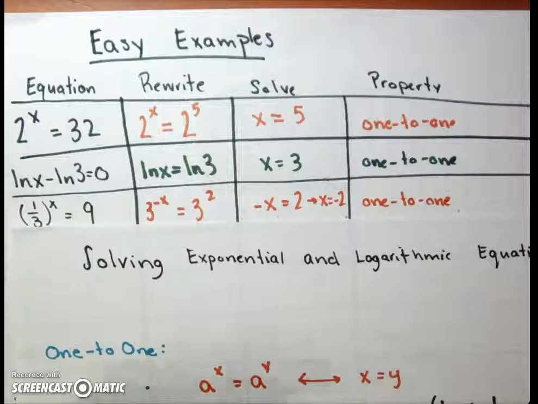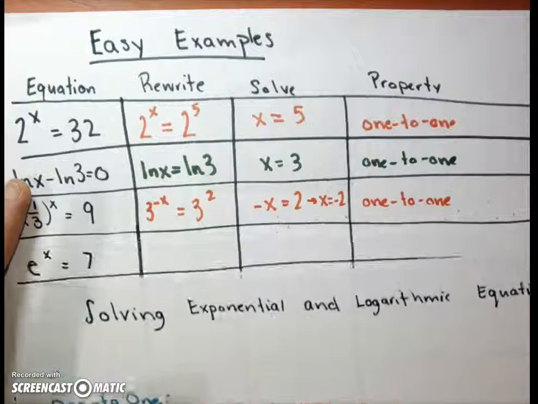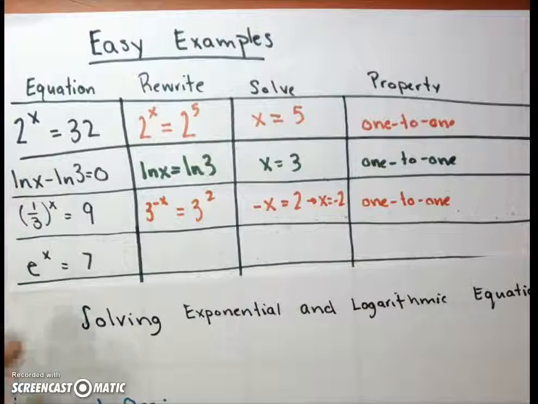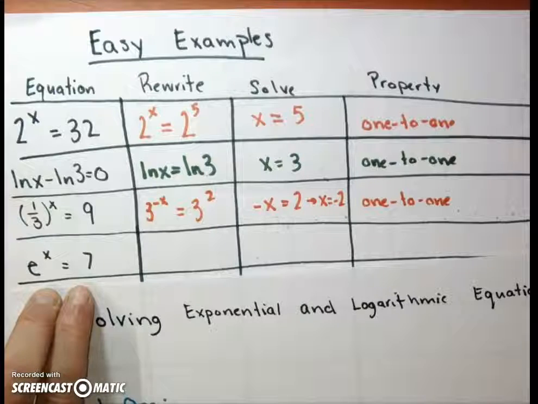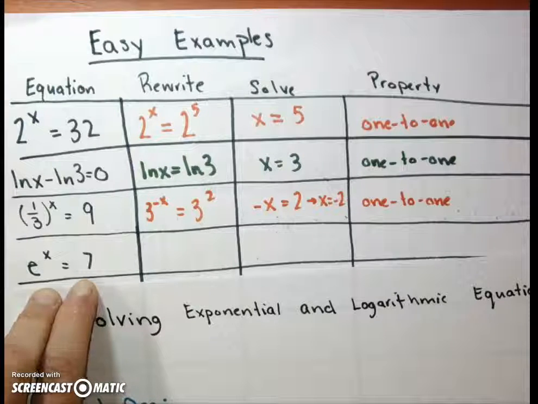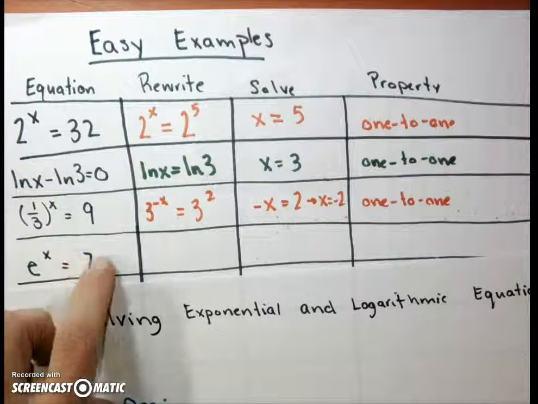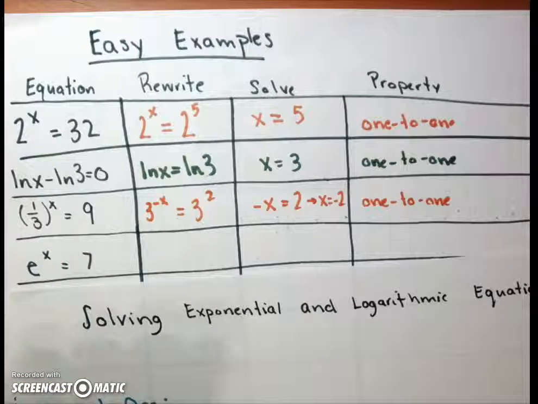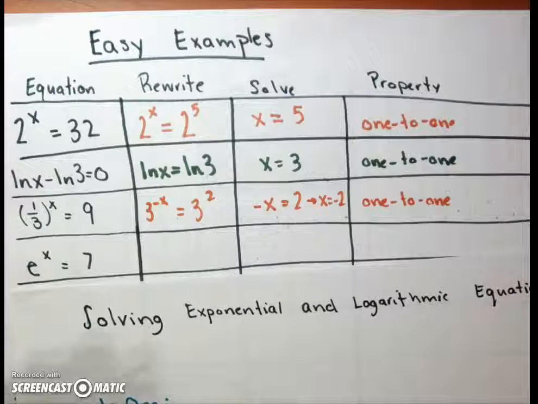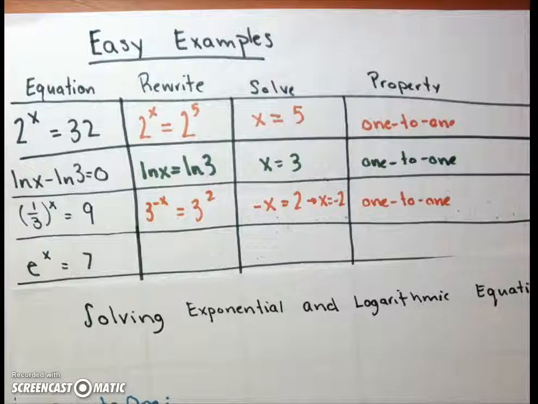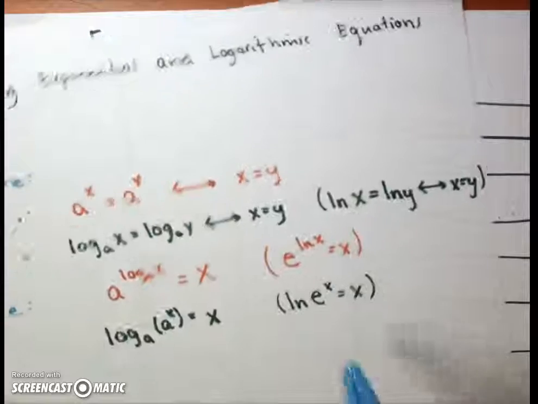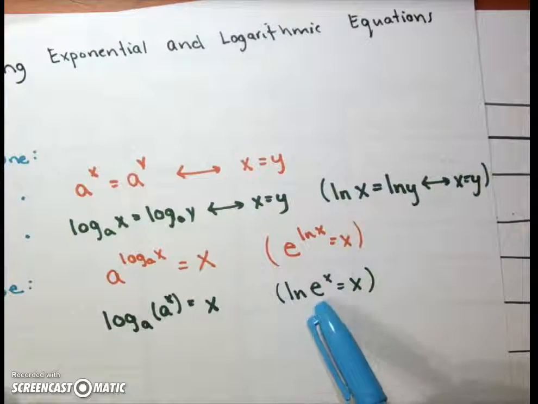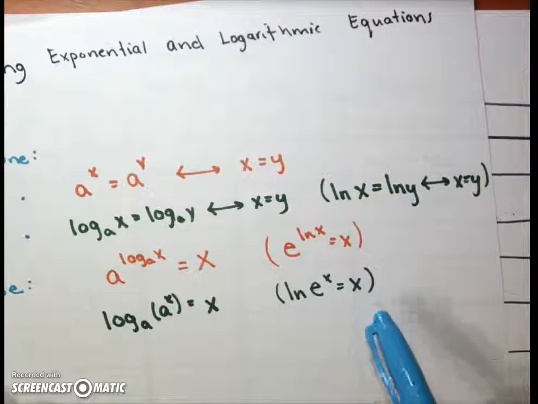So let's move on to a few examples where we use the inverse property. So I have e to the x equals 7. I know that I can't use the one-to-one property because there's no nice way to write 7 as e to some power. That power is not going to be easy to interpret. So what I can do is use the fact that ln of e to the x equals x.